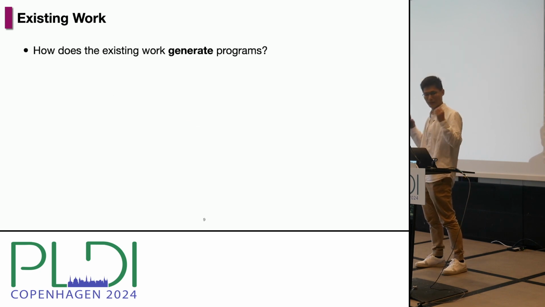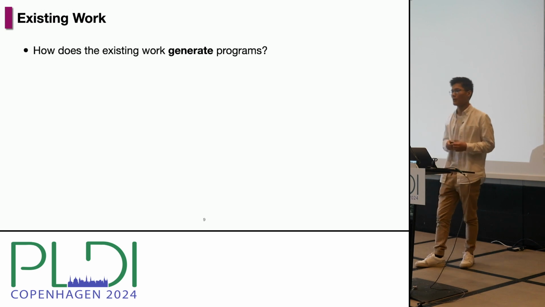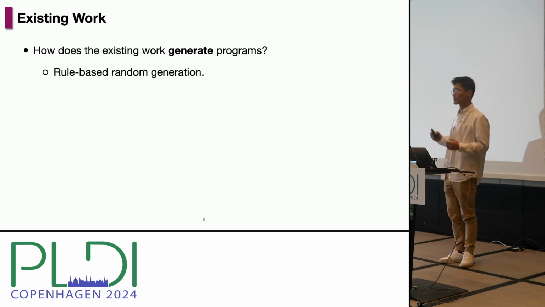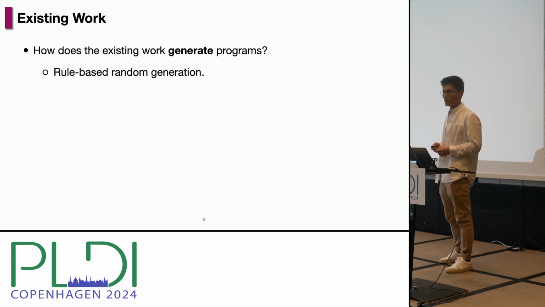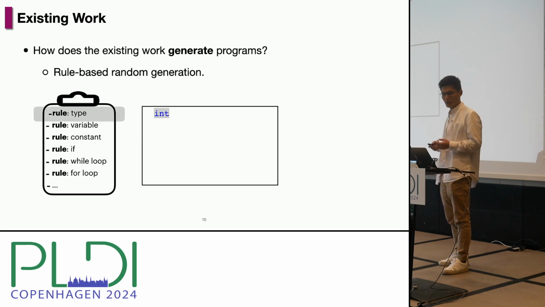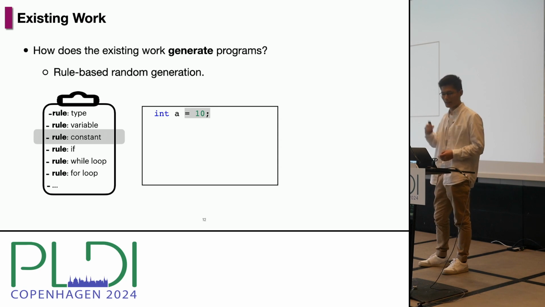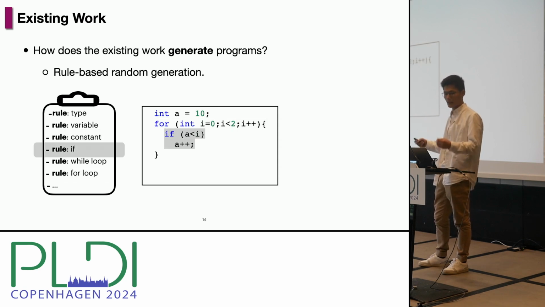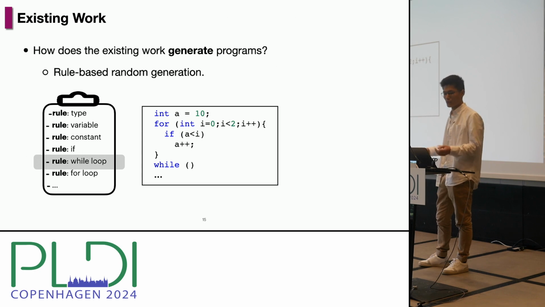So how does the existing work generate those programs? Well, most of them directly or indirectly rely on rule-based random generation, meaning that we have a set of predefined or hard-coded rules. For example, when we're generating a new program, we first query some rule to generate some variable declarations. We query the loop rule to generate some for loop, then generate some if condition, and then a while loop, and so on and so forth.